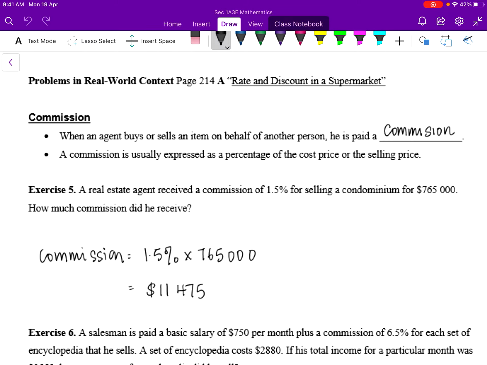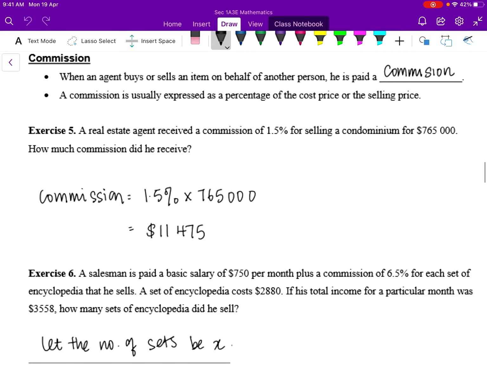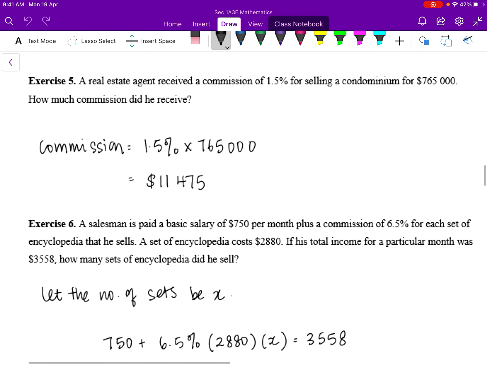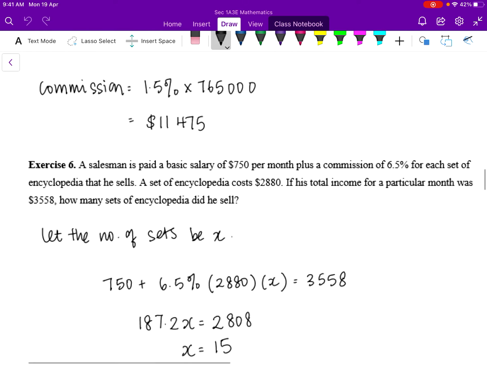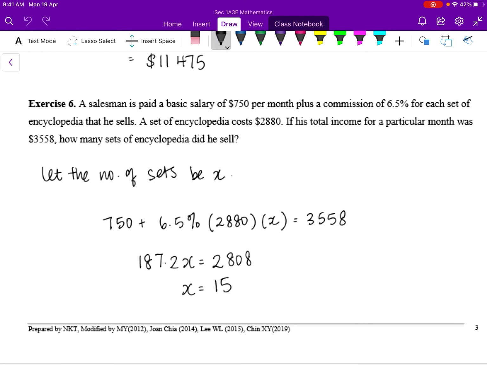Okay, so, class. Over here, exercise 5. He received a commission, 1.5%, for selling a condo, 765,000. So just find the commission, just multiply, simple. Yeah, that's a lot of money because it's 1.5%. So every single percent can translate to a lot of money. Okay, depends on the original amount that you're talking about.